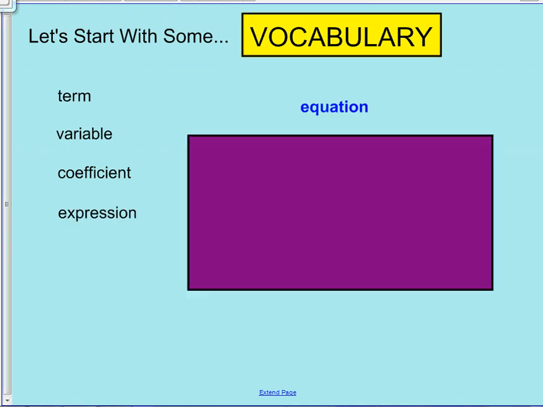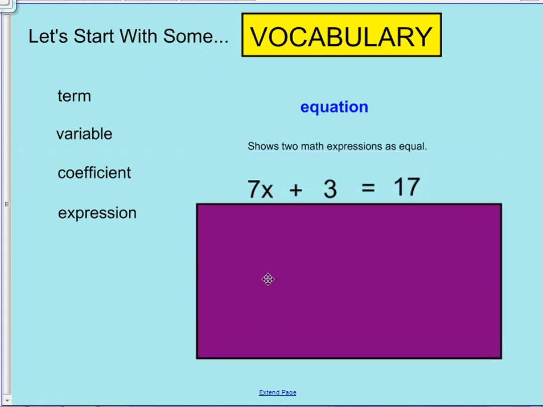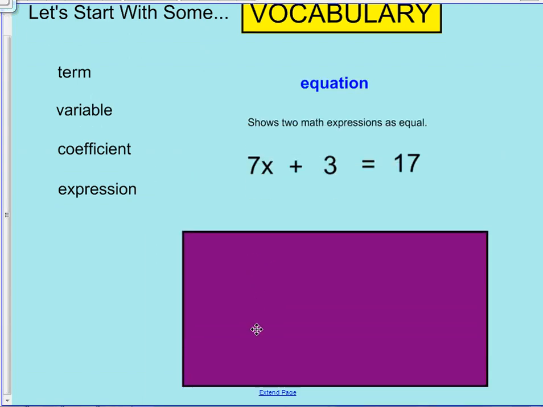And last but not least, we have an equation. And an equation shows two math expressions as equal. So, it's often something you solve when we're solving for x or something like that. So we would solve 7x plus 3 equals 17. All right? Now there's one more term that I don't have written down, but those are like terms.